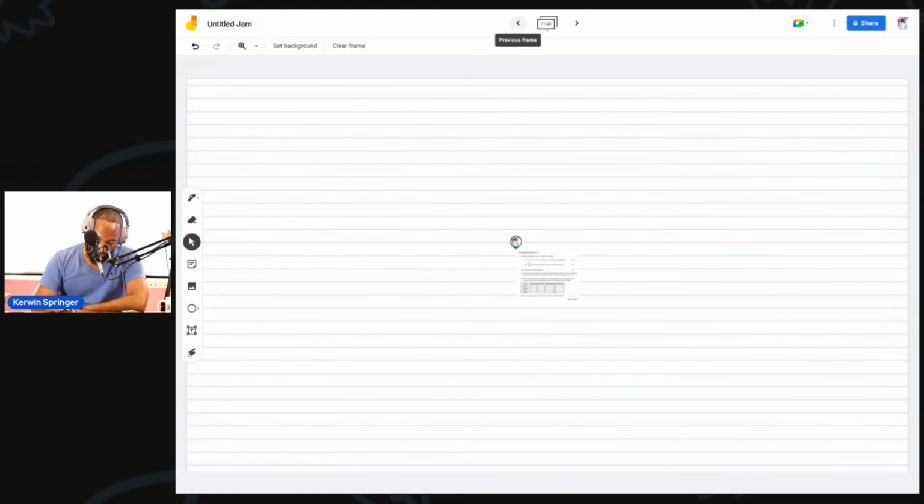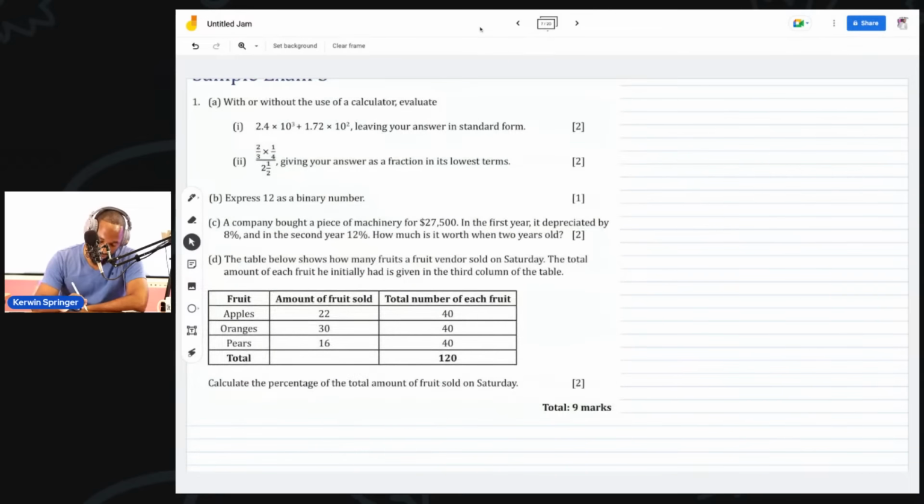There we go. A company bought a piece of machinery for 27,500. In the first year it depreciated by 8%, and in the second year by 12%. How much is it worth when it's 2 years old? So after the first year, how much is it worth in terms of a percent? It is equal to 100% of the value minus the 8% it depreciated. So this is 92%. And after the second year, we need to get 12% less.